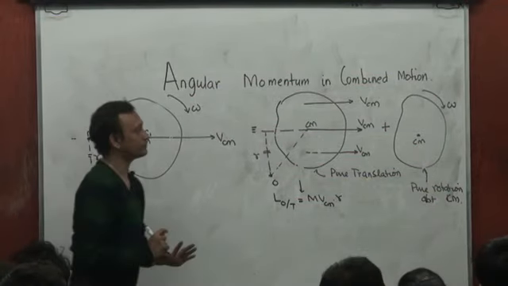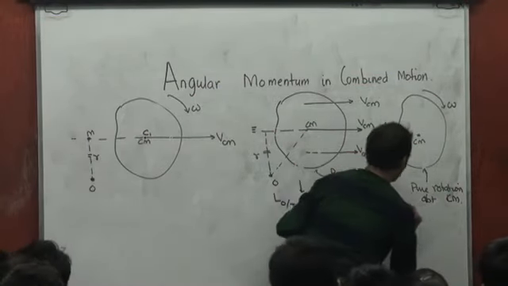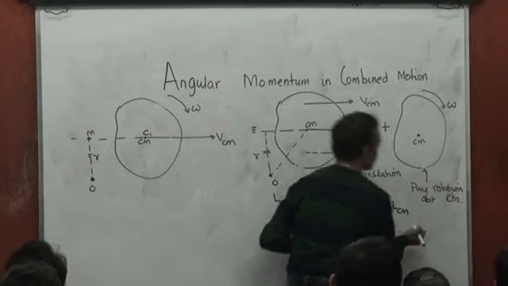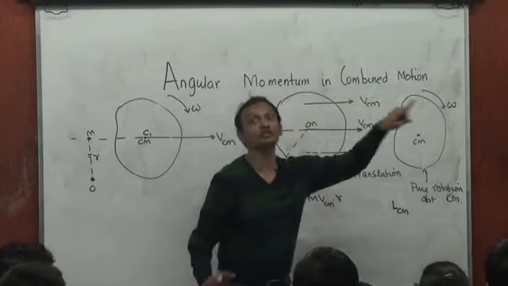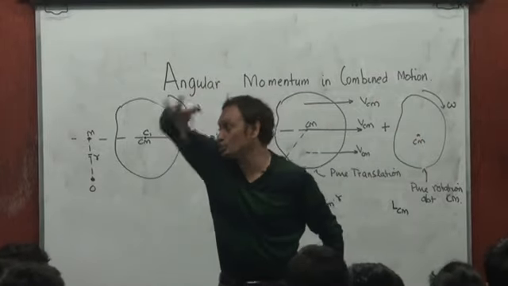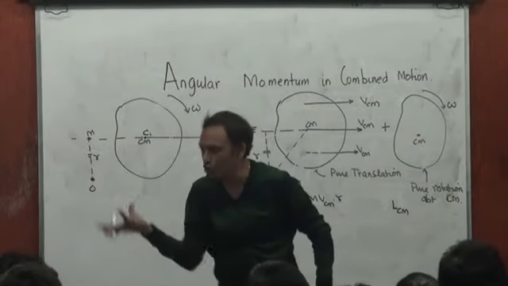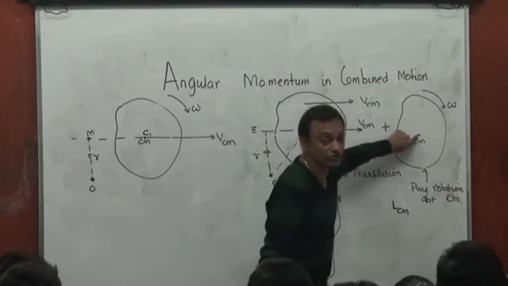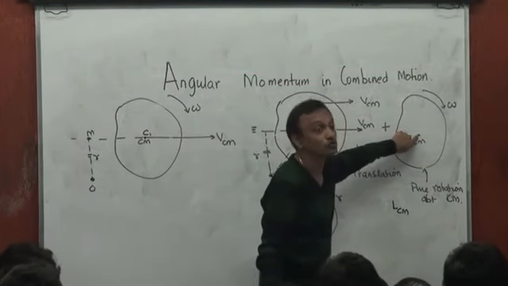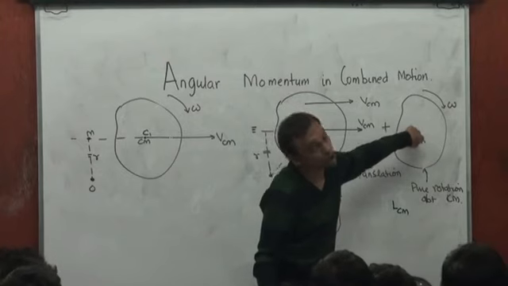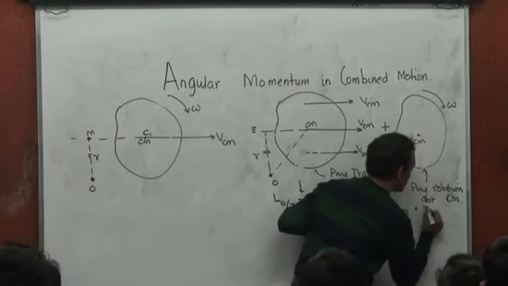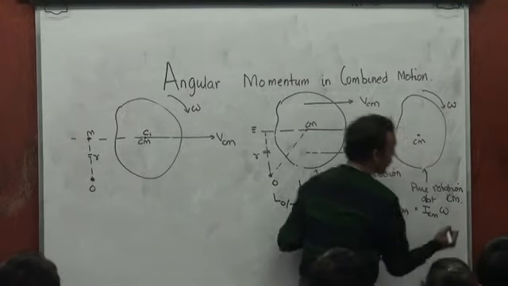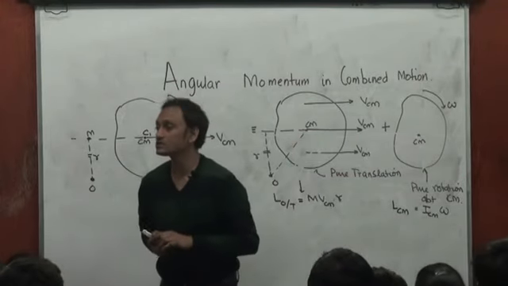Add to it I angular momentum about the center of mass. Angular momentum in pure rotation about the hinge is what? I about the hinge into omega. So I about the center of mass in pure rotation is going to be I CM into omega. That's the result for pure rotation, yes or no?